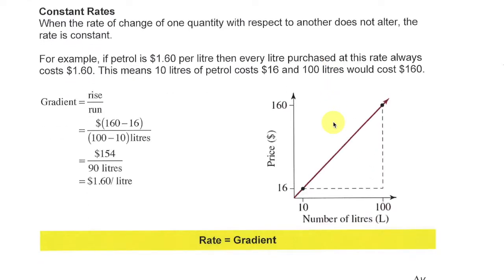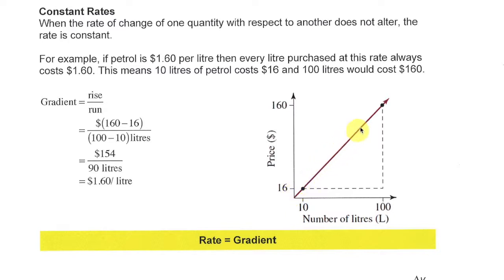Let's take a look at constant rates. So these are rates which are not changing, so it remains the same throughout it. And it's shown typically here as a straight line graph. In this example, what we see is that there's a rate for fuel of $1.60 per litre. So that tells us that if we purchase 1 litre, it will cost us $1.60. If we purchase 10 litres, it would cost us $16. If we purchased 100 litres, it will cost us $160.